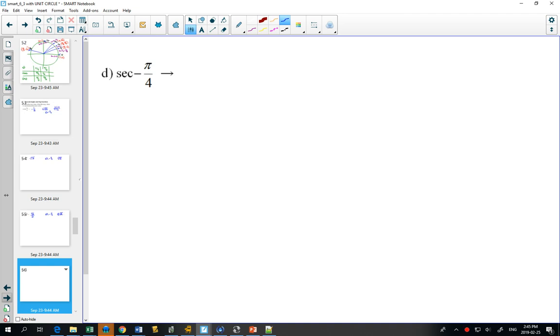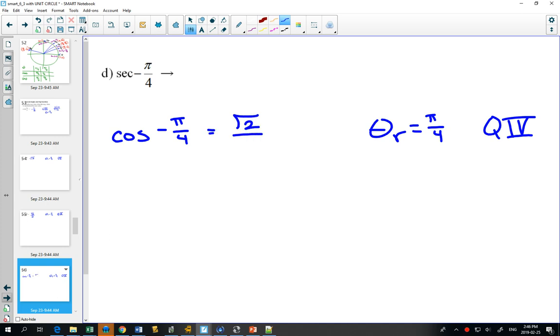Now, when you get to questions with secant, cosecant, and cotangent, what we're going to do is first figure out what cos of the same angle is. So what's cos of negative pi over 4? First of all, it's quite easy to see that your reference angle is pi over 4. In what quadrant would you have negative pi over 4? In the negative direction, pi over 4 would be in quadrant 4. So then cos of pi over 4 is root 2 over 2, and it's in quadrant 4 where cos is positive.